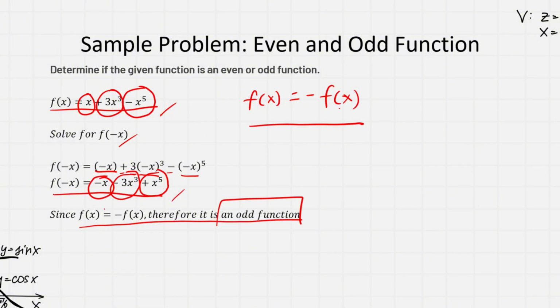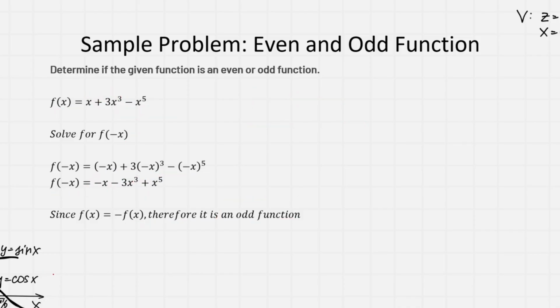Next, in order for you to determine if your function is odd, just do the same process. If I analyze the given terms, we have x raised to 1, 3x cubed, we have 3, and then x to the fifth, we have 5. So each exponent, or all the exponents rather, are odd. So therefore, it is an odd function.